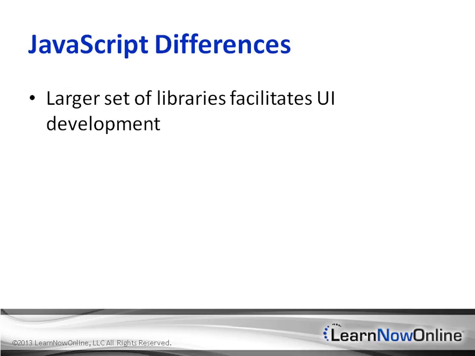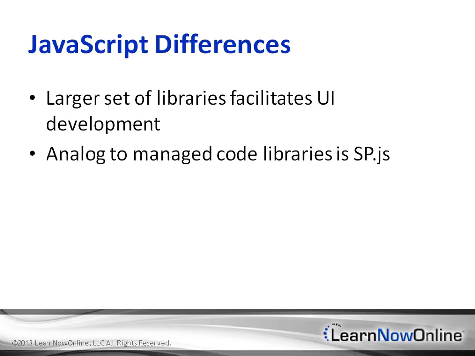So the reason why there are so many files is that the JavaScript object model contains functionality to facilitate not just data access but also UI development. So the analog to the managed code libraries is sp.js. That has all the functionality for getting data in and out of SharePoint.